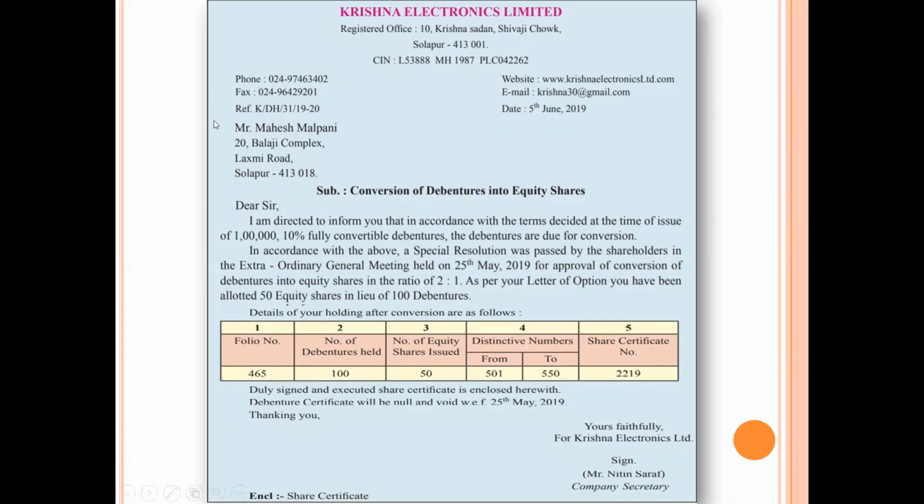After that comes the reference. DH represents debenture holders. K represents the starting name of the company to whom it is addressed. 31 states the letter number or the serial number, you can say, and the year 19 to 20.